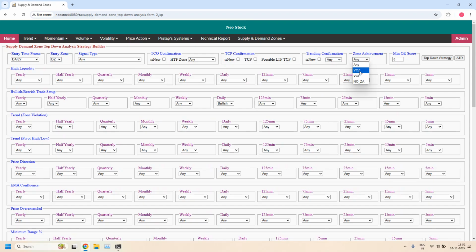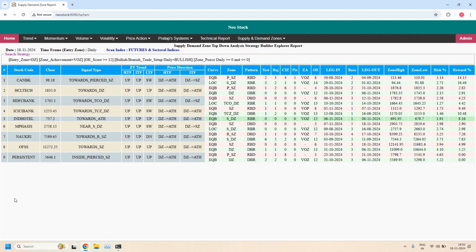And for zone achievement, violated opposing zone, minimum odd enhancer score is 12. All three filters are applied to the daily demand zone. So we got 9 stocks. That means these 9 stocks are currently supporting a bullish trade setup for monthly income trade. In these 9, there could be some high probability setup supported zones. We need to find them.